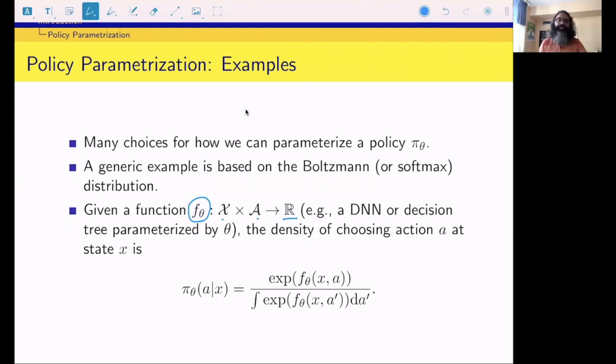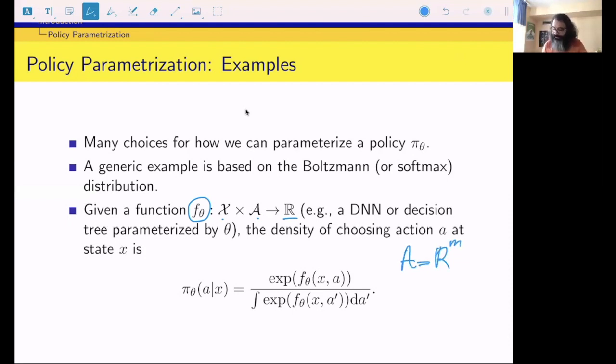So this can be, for example, a deep neural network, a decision tree, or any other function approximation that you might parameterize by some theta. And then we can define the density of choosing action A at state X as follows. Here I'm talking about densities, which basically means that A is a continuous space, for example, an m-dimensional action space.